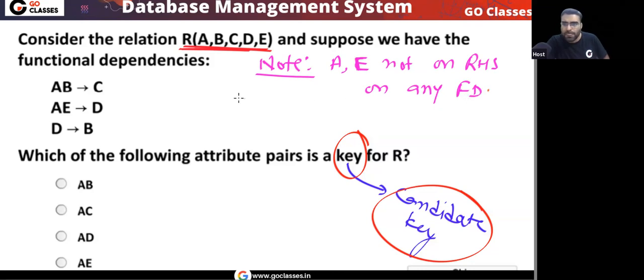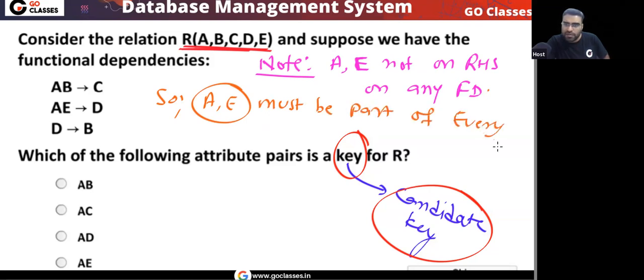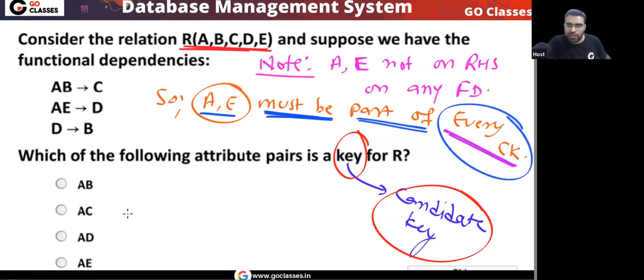So they must be part of every candidate key. AE must be part of every candidate key, whatever candidate key you take. Remember, they must be part of every candidate key. Are they enough? Let's start with them.